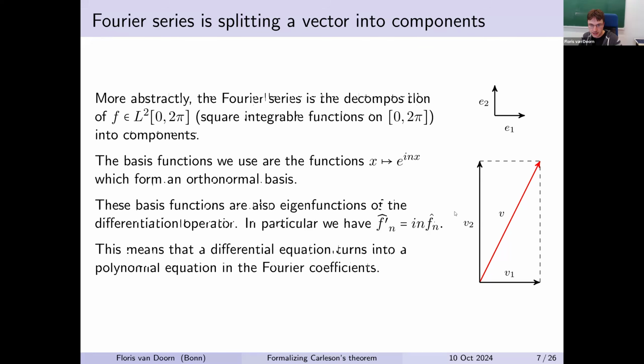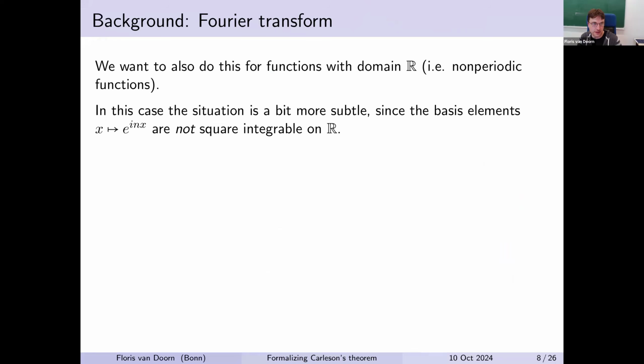But actually, in practice, you often don't just want Fourier series because Fourier series are for periodic functions. We assume that the function was periodic or only on a finite domain. But we want to also deal with functions on all of the real numbers that are not periodic. And then the situation is a bit more difficult. But you can still take the analog, which is the Fourier transform.